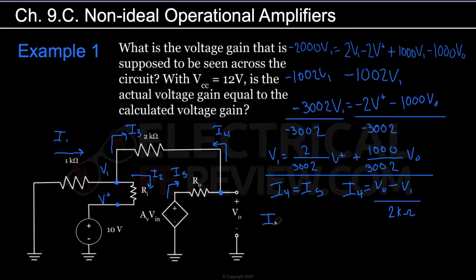where I5 is going to be equal to the voltage across our R out, which is A V in minus V out over our output resistance, which is going to be 75 ohms. And so we're going to use these equations to find our next equation. So we're going to clear the screen now and keep working.